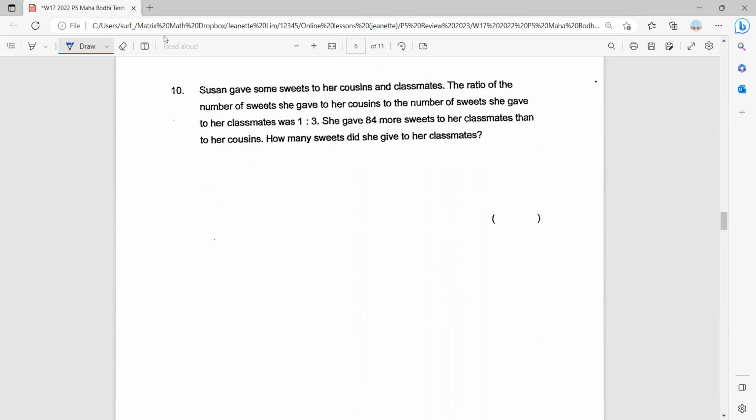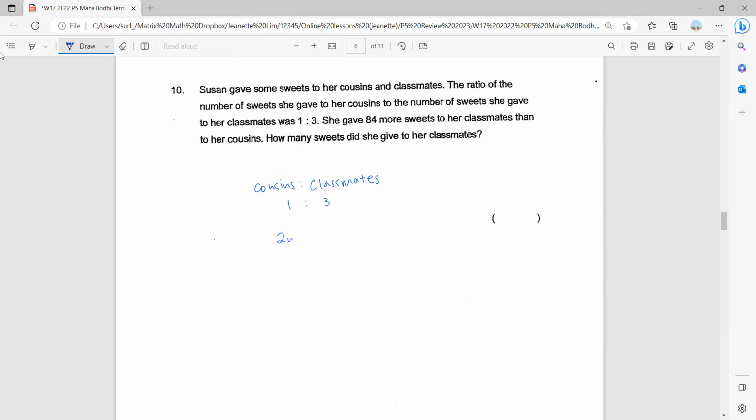Okay, question 10, the MCQ is missing, but I'll just show you how to solve this question. Susan gave some sweets to her cousins and classmates. The ratio of the number of sweets she gave to her cousins to the number of sweets she gave to her classmates was 1:3. Okay, so cousins, classmates, 1:3. Okay, she gave 84 more to the classmates than the cousins.